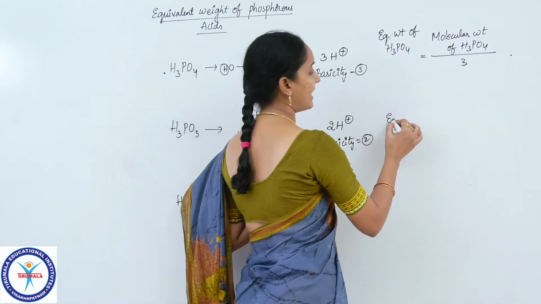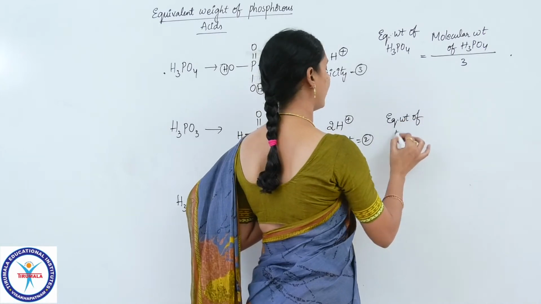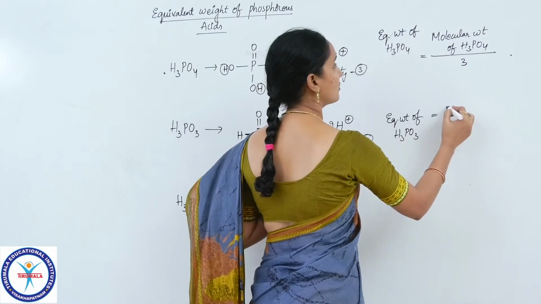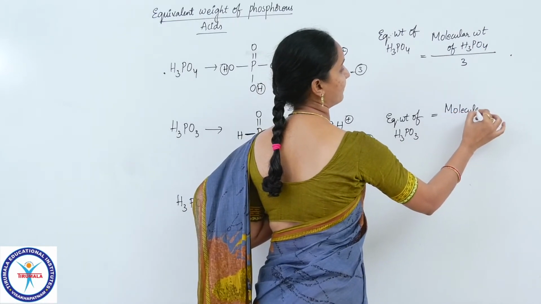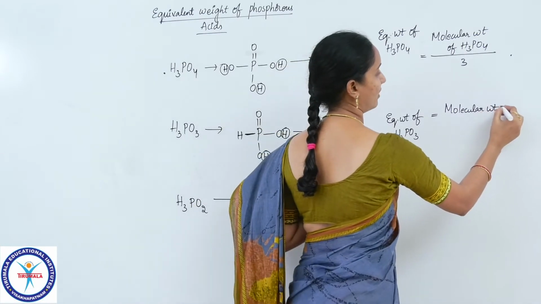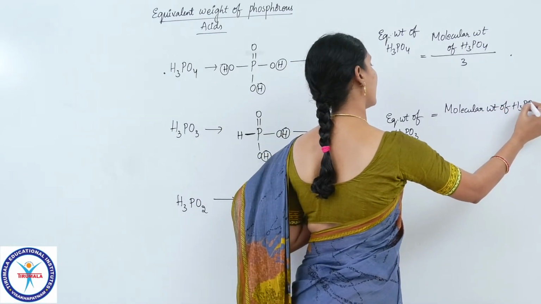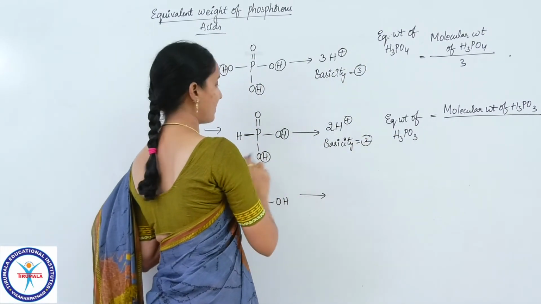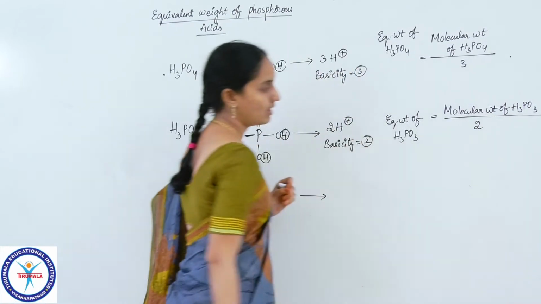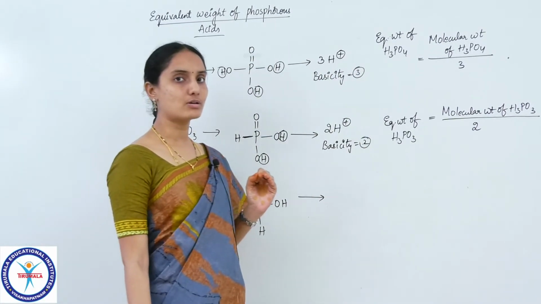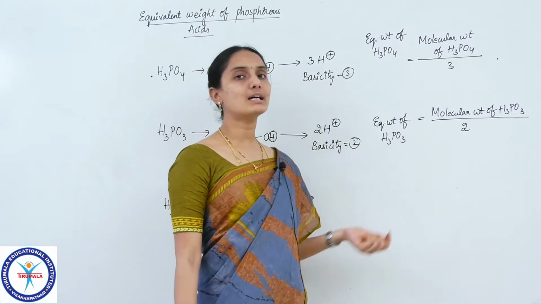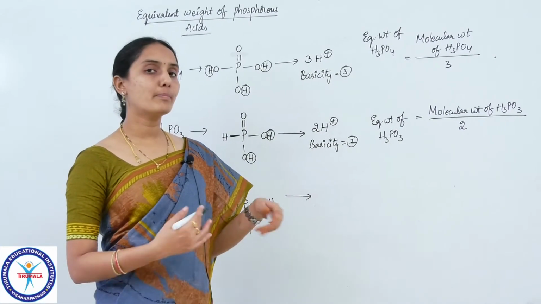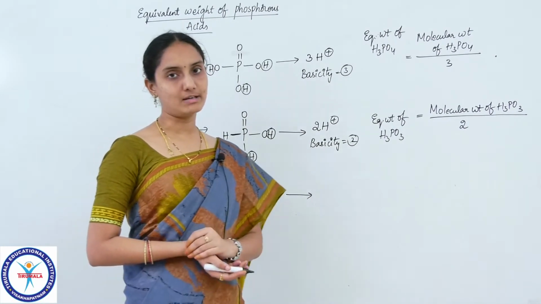While calculating the equivalent weight of H3PO3, how do you calculate, children? Molecular weight of H3PO3 divided by how much? 2, children, because the basicity of H3PO3 is 2. So the point I have to conclude here is, don't blindly count the number of hydrogens present in the formula unit of a particular acid and assume that is the basicity value.